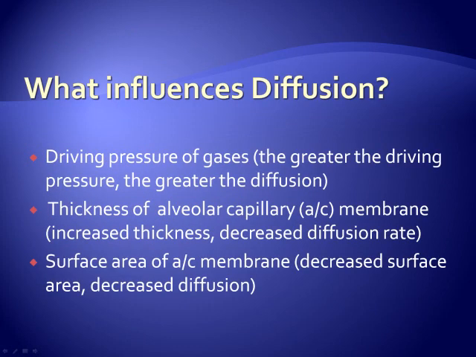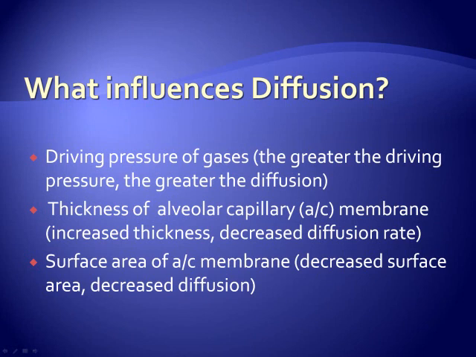So what are some things that are going to influence diffusion? The driving pressure of the gases. So the greater the driving pressure, the greater the diffusion. So the higher the level of the PO2, the higher the level of the oxygen in the alveolus, the higher the PO2 will be, because the more gas will drive across that membrane. The thickness of the alveolar capillary membrane will also cause problems here.